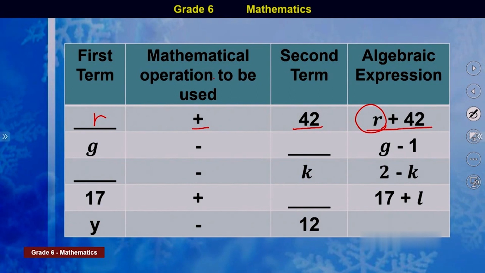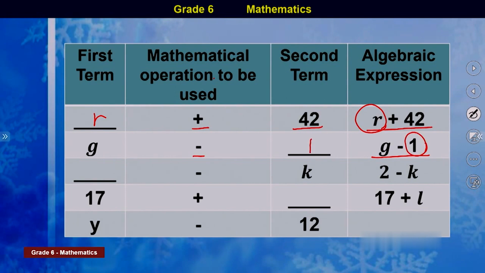Let's move to the next algebraic expression. I hope you have done it. Let's see. The first term is g. The mathematical operation used is subtraction. We have to find the second term according to this algebraic expression. Then what is our second term here? It is 1.